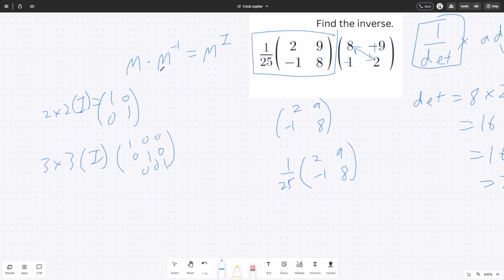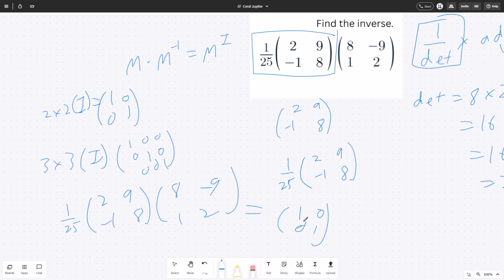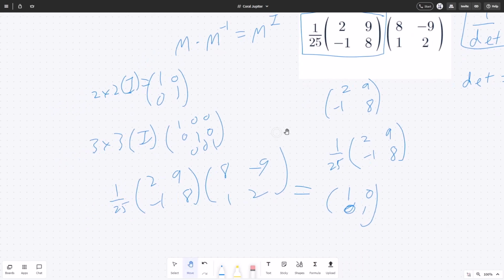Now, to prove that we have this identity matrix, if we multiply the original matrix, 8, 9, negative 1, 2, by the inverse that we just found, we should have the identity matrix of 1, 0, 0, 1, okay? So if we do 1 over 25 multiplied by 2, negative 1, 9, 8, multiplied by 8, negative 9, 1, 2, we should get 1, 0, 0, 1. So that should be the final answer, and we're going to double check it.